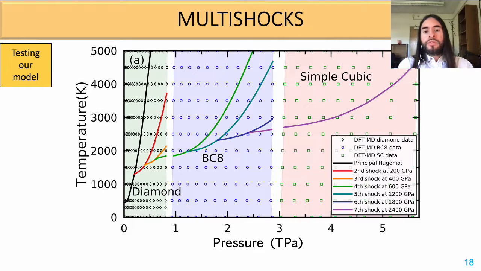With the equation of state of carbon that we have, a bunch of simulations at different temperatures and pressures, we can solve the Rankine-Hugoniot equations to derive the principal Hugoniot curve here in black. Then we choose one state along the principal Hugoniot as the initial state for the next shock, and we derive the secondary Hugoniot curve. Same for the 3rd, 4th, 5th Hugoniot curves, and the collection of these states basically is the multishock curve.